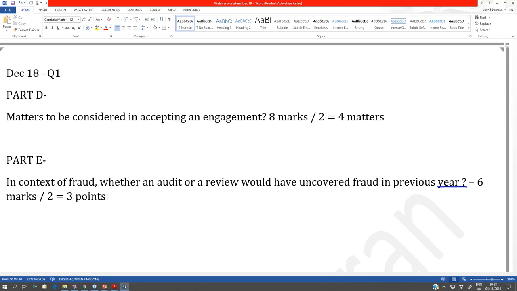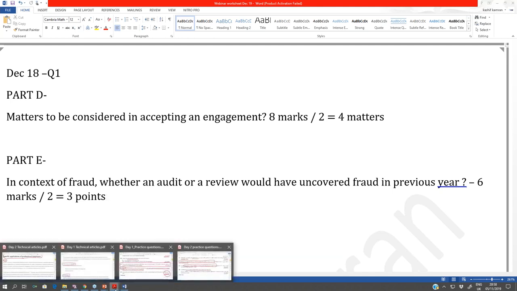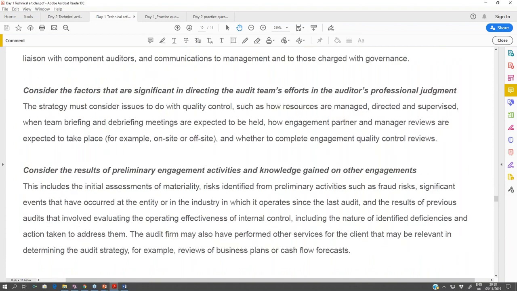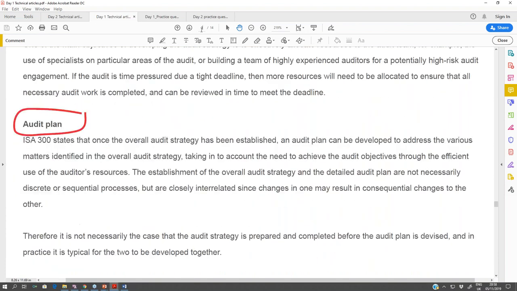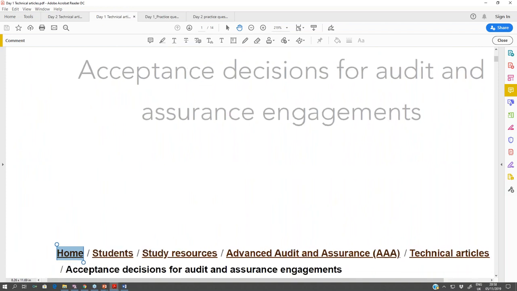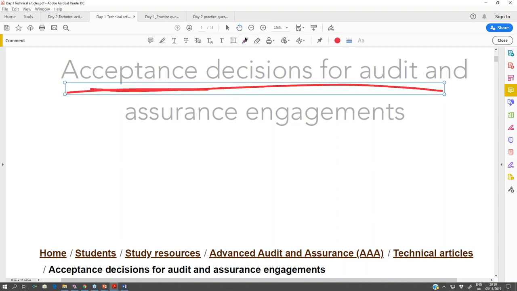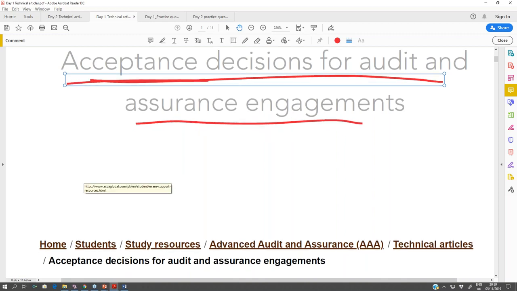Matters to be considered in accepting an engagement. And this is the article which I recommended to you yesterday. Now it becomes very important. This article, see, acceptance decision for audit and assurance engagements. How you accept an engagement, what are the matters you need to consider when you are accepting an engagement? This article gives you the entire answer. You read this article and you can write the answer for Emu Gym.